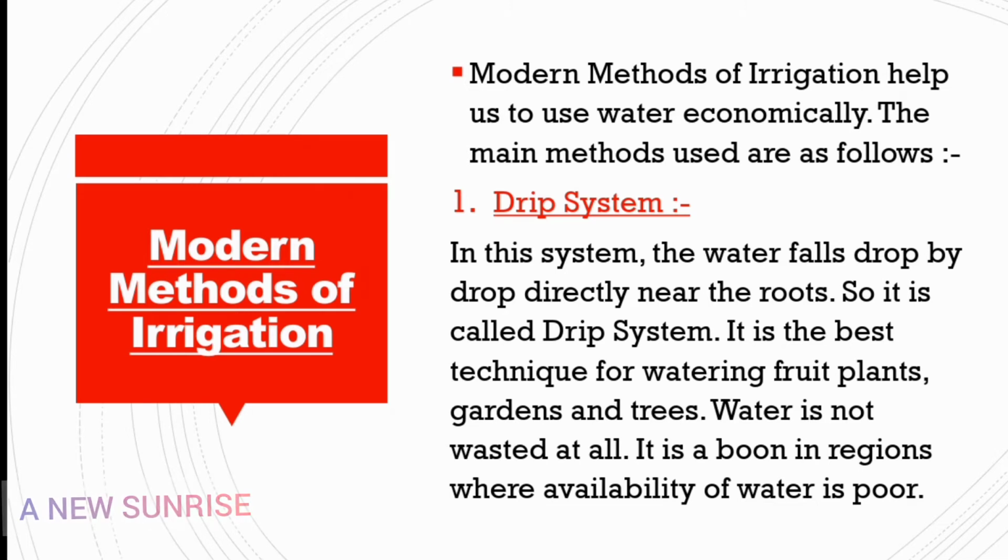The main methods used as modern are as follows. First comes the drip system. In this system, the water falls drop by drop directly near the roots, so it is called a drip system. It is the best technique for watering fruit plants, gardens, and trees. Water is not wasted at all. It is a boon in regions where availability of water is poor.